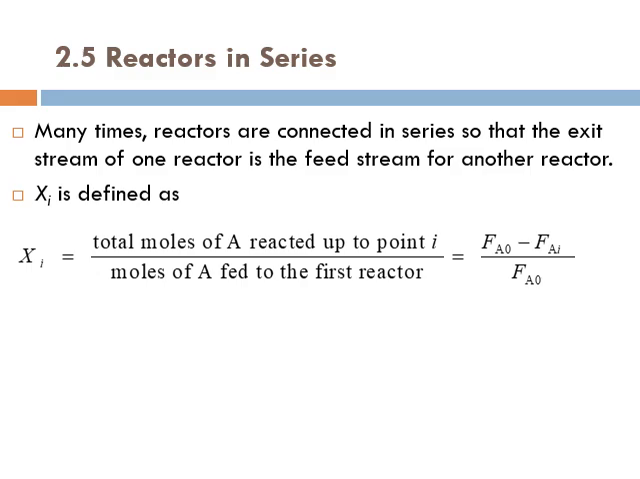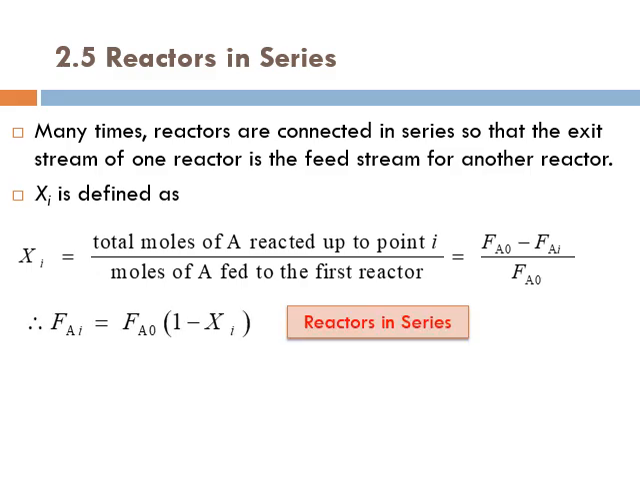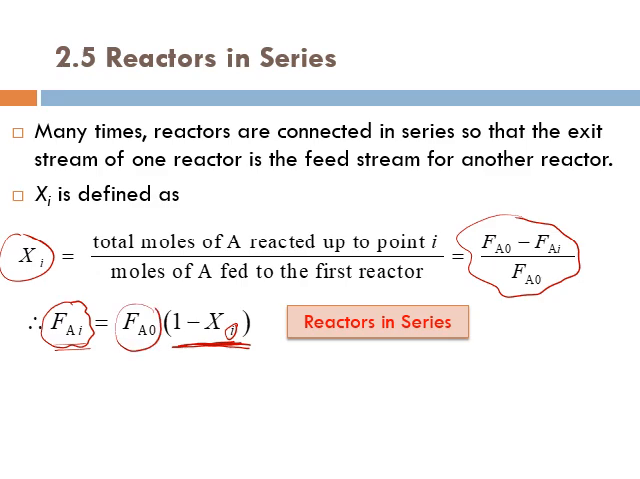Excellent, Shabab. If we choose this new definition, then FAi can be written as FA0 times (1 minus Xi). That is the remaining molar flow rate. We're not talking about the fractional conversion, the fraction of converted material up to point i. We're talking about the fraction not converted up to point i, multiplied by the feed to the first reactor. That gives you the remaining unreacted material.